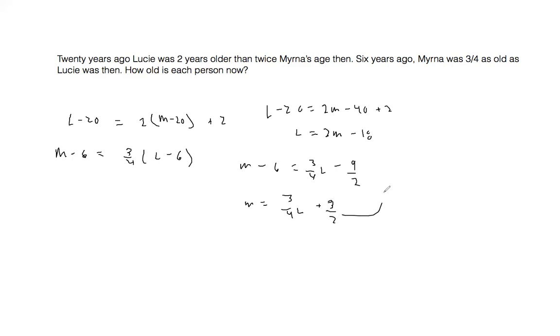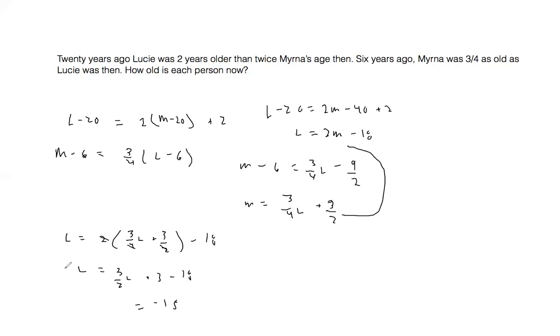Now what we're going to do is substitute this into that equation. So I'm going to say L equals 2 times 3/4 L plus 3 halves minus 18. Now here I'm going to cancel out my 2, so I'm going to get 3 halves, and then I'm going to cancel out my 2 there just to get 3. So I'm going to say L equals 3 halves L plus 3 minus 18. I'm going to combine these to get a negative 15 on that side, and I'm going to move my 3 halves L to the left-hand side by subtracting on both sides.